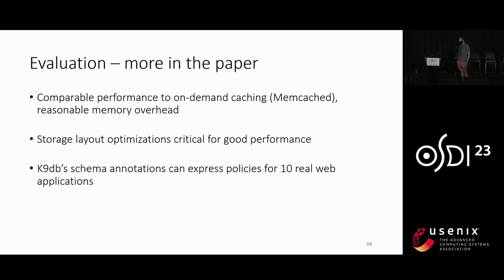Our paper addresses the other evaluation questions. We show that our performance is comparable to a baseline that uses caching and has reasonable memory overhead. Our paper also shows that K9db's storage layout optimizations are critical for good performance. And finally, we show that K9db can capture real compliance policies of 10 web applications that range from social media to e-commerce and conference submission systems.